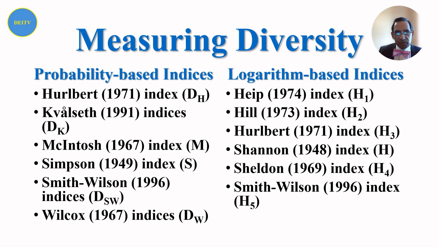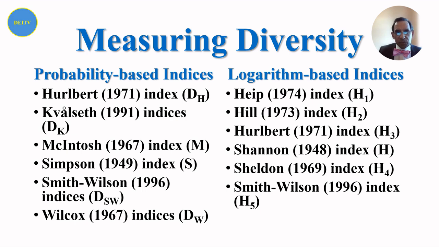As I mentioned in the previous episodes, there are probability-based indices and there's also logarithmic-based indices. The probability-based indices include the Hurlbert index, the Offset index, McIntosh index, the Simpson index, the Smith and Wilson indices, and the Wilcox index. The logarithmic-based indices include the Heap index, Hill, Hurlbert logarithmic index, Shannon, Sheldon index, and the Smith and Wilson logarithmic-based index. Again, this episode will cover the Wilcox index.